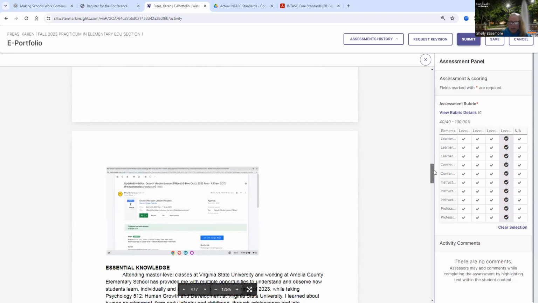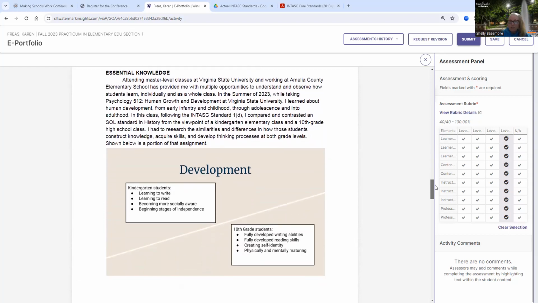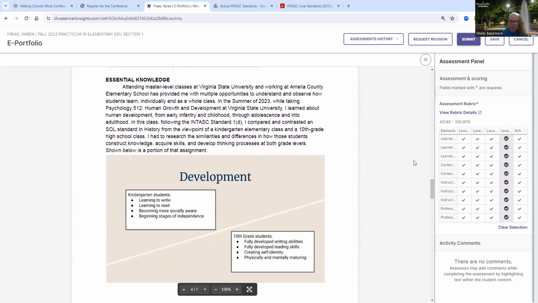All right, so then she goes into the essential knowledge, still on standard 1, but she's got to have 3 artifacts. So attending master's level classes at VSU and working in Amelia has provided me with multiple opportunities to understand and observe how students learn, individuals and as a whole class. In the summer of 2023, while taking Psychology 512, Human Growth and Development at VSU, I learned about human development from early infancy and childhood through adolescence and into adulthood.